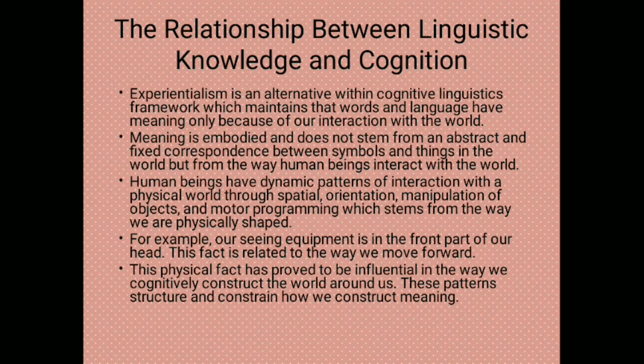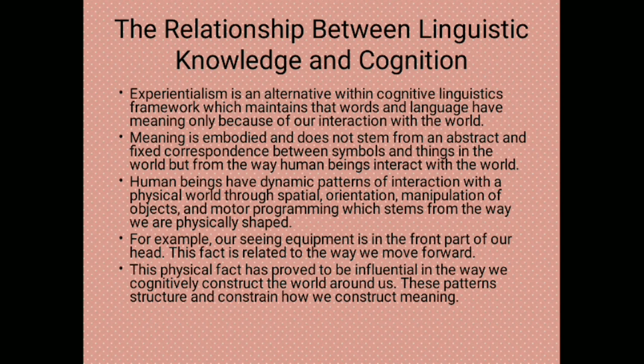Besides, there is also a term called experientialism, which is an alternative within the cognitive linguistic framework, which maintains that words and language have meaning only because of our interaction with the world, and meaning is embodied and does not stem from an abstract and fixed correspondence between symbols and things in the world, but from the way human beings interact with the world. Because human beings have dynamic patterns of interaction with the physical world through spatial orientation, manipulation of objects, and motor programming, which stems from the way we are physically shaped.